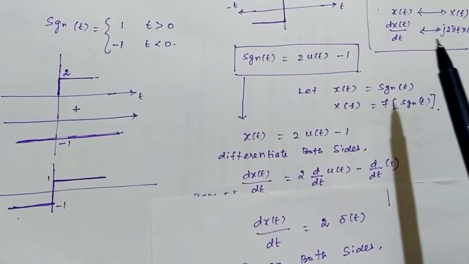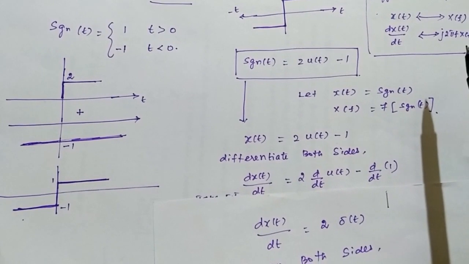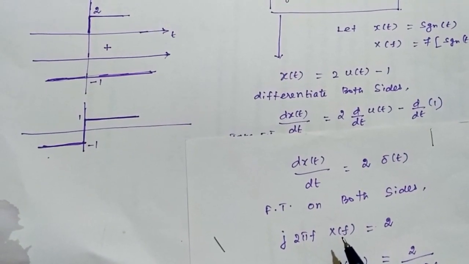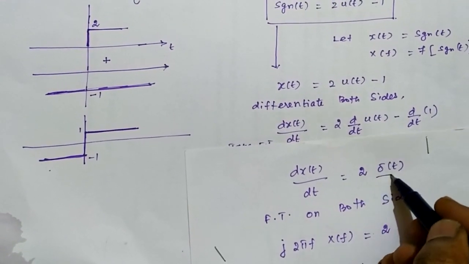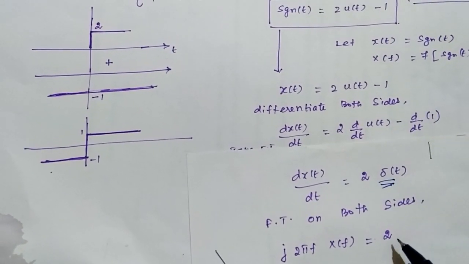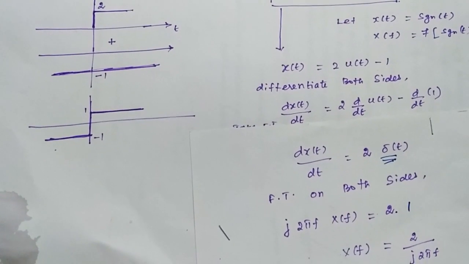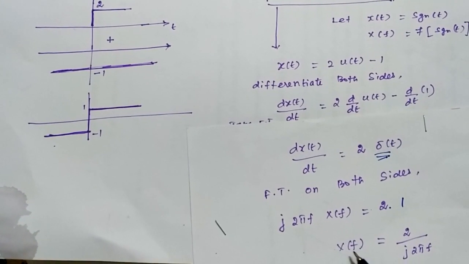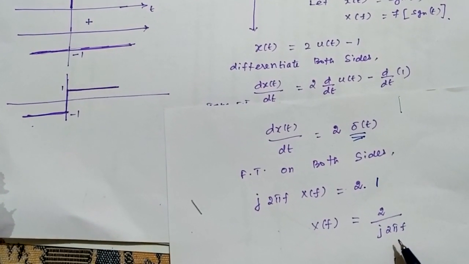According to this property, differentiation of any signal is j2 pi f times the original X of f. Again, the Fourier transform of the impulse signal is 1. Therefore, keeping X of f on the left side and moving the remaining term to the other side, it is 2 upon j2 pi f.